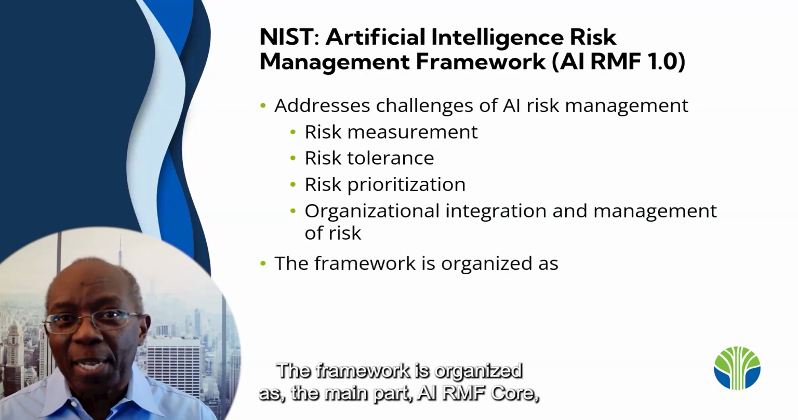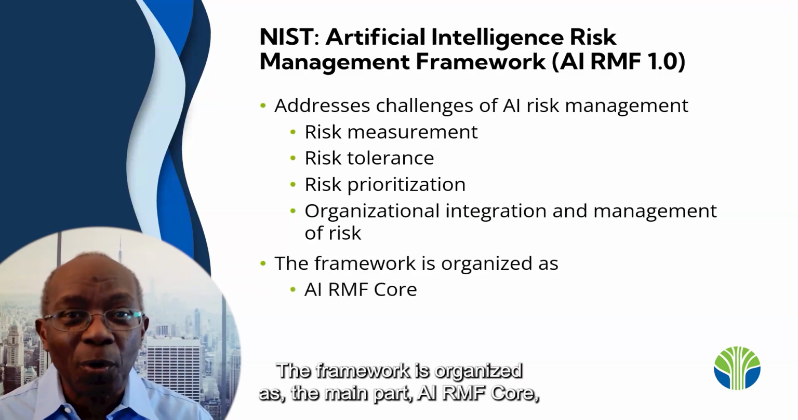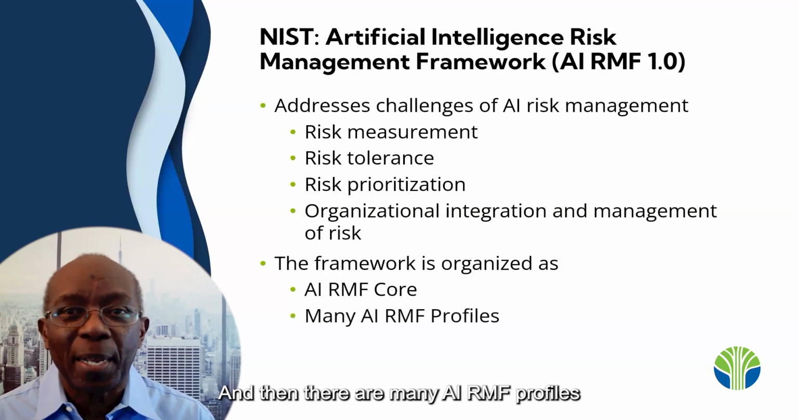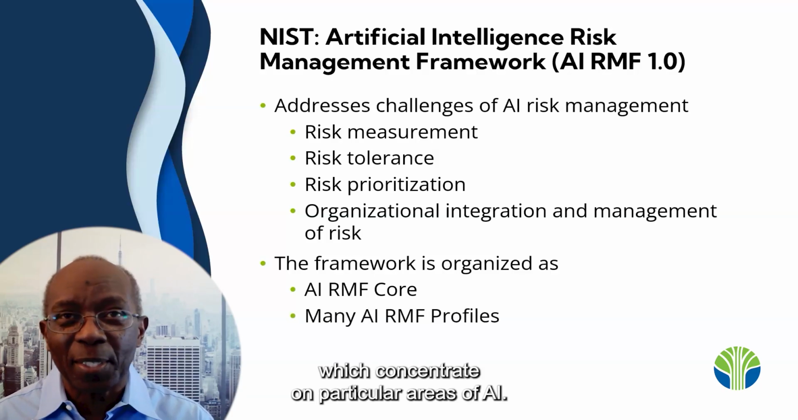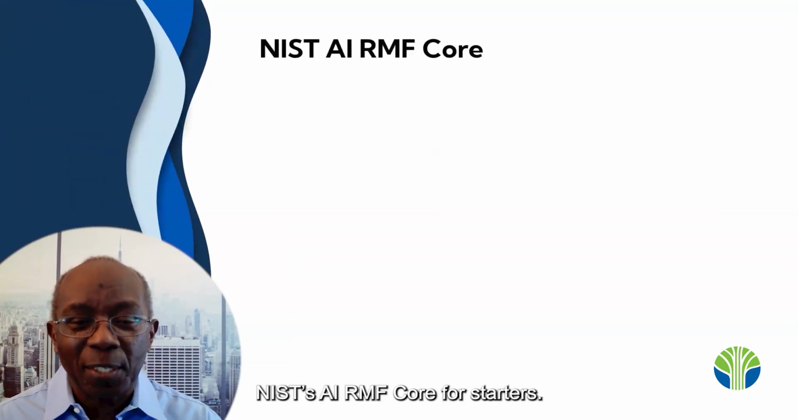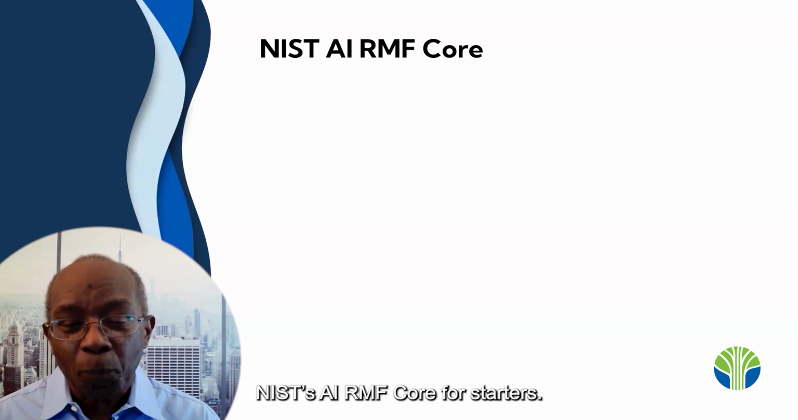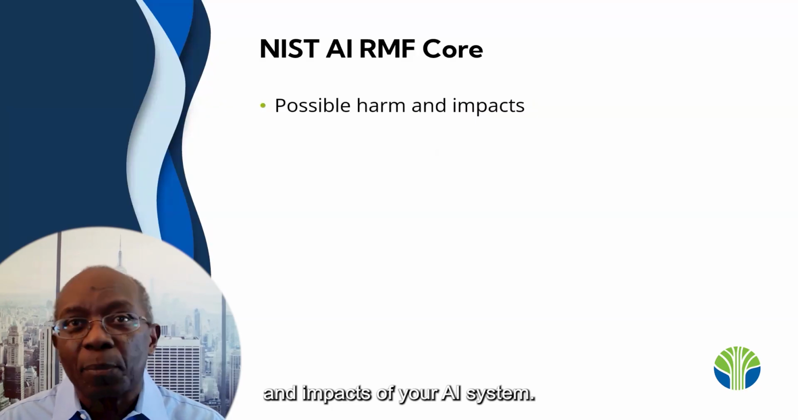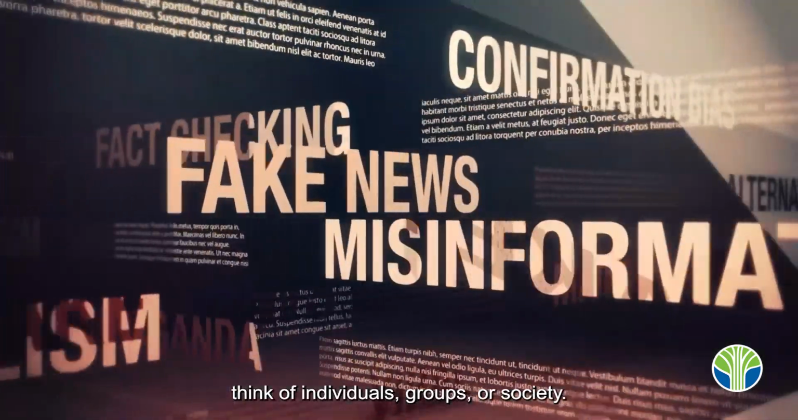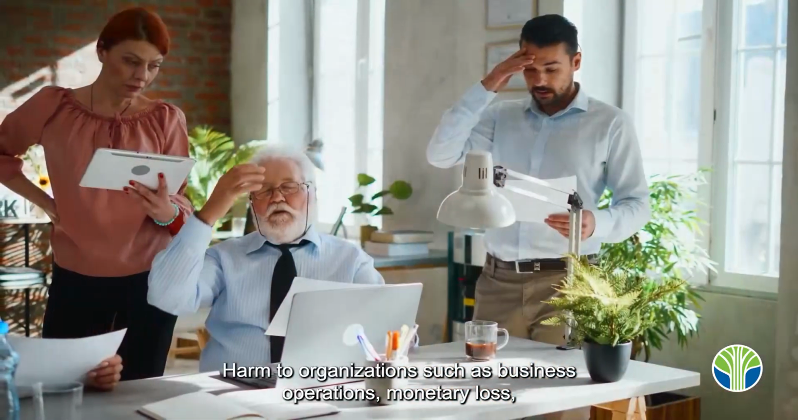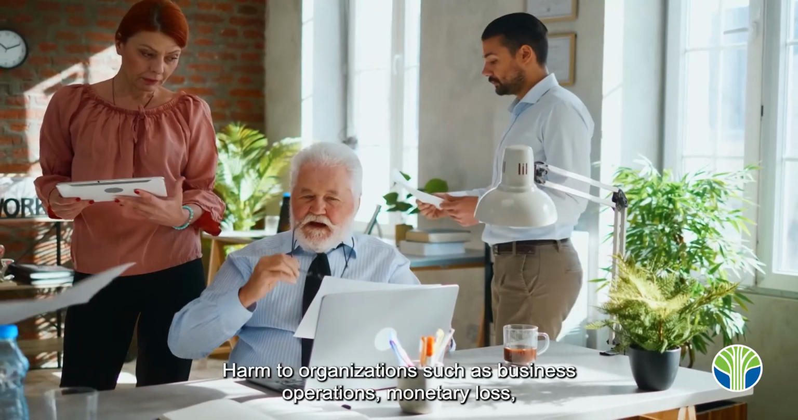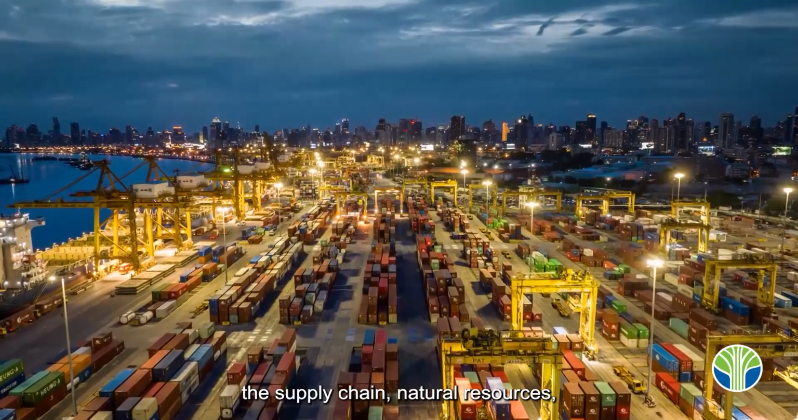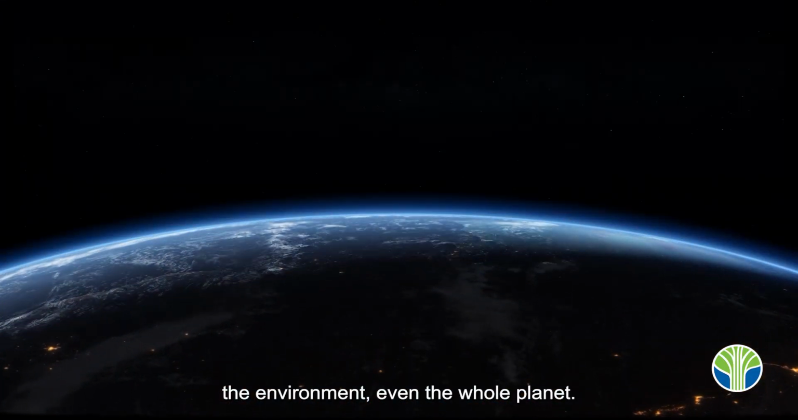The framework is organized as the main part, AI RMF Core, which contains things that are relevant to all areas of AI. And then there are many AI RMF profiles, which concentrate on particular areas of AI. Let's take a look at NIST's AI RMF Core for starters. So they talk about the possible harm and impacts of your AI system, possible harm to people, think of individuals, groups, or society, harm to organizations, such as business operations, monetary loss, reputation loss, harm to an ecosystem, for example, the financial system, the supply chain, natural resources, the environment, even the whole planet.